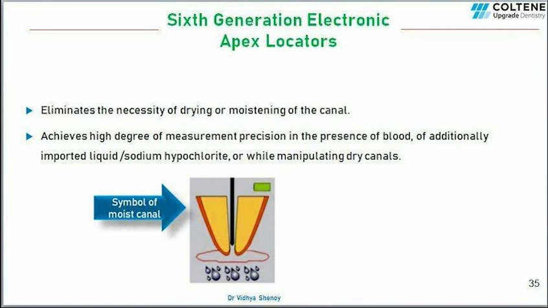The sixth generation of Apex Locators eliminates the necessity of drying or moistening the canal. So it achieves high degree of precision in the presence of blood or in the presence of irrigants such as sodium hypochlorite, or even while manipulating in dry canals. You can see here that the symbol of a moist canal is displayed, which shows that the device has measured the moisture in the canal and has duly adapted to measuring within the liquid.